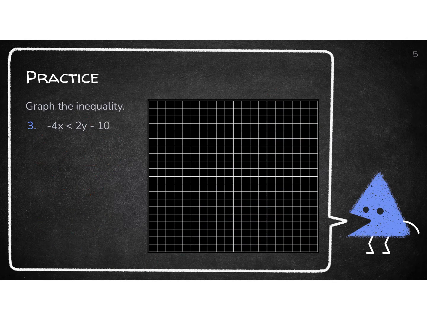Okay, example number 3 here. We want to get that y alone. So I'm going to go ahead and add 10 to both sides. So I'm going to have negative 4x plus 10 is less than 2y. Divide everything by 2. So negative 2x plus 5. So I can begin with my b, 1, 2, 3, 4, 5, and move with my m down 2 over 1.